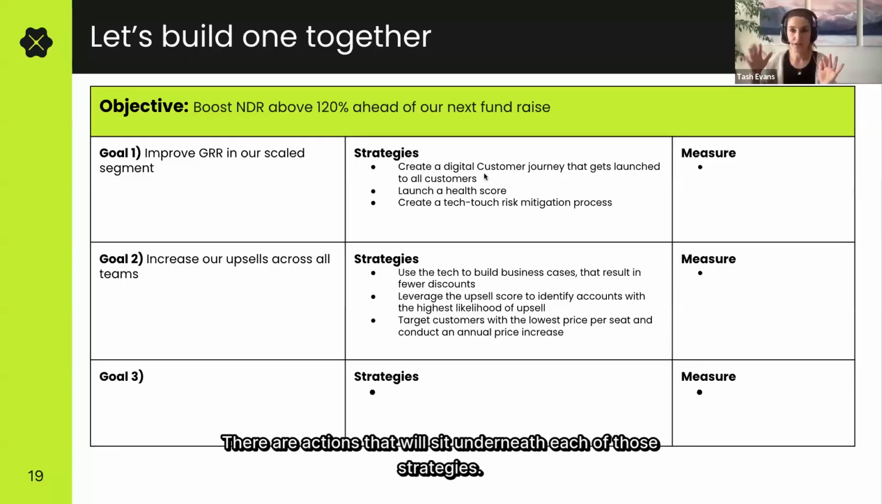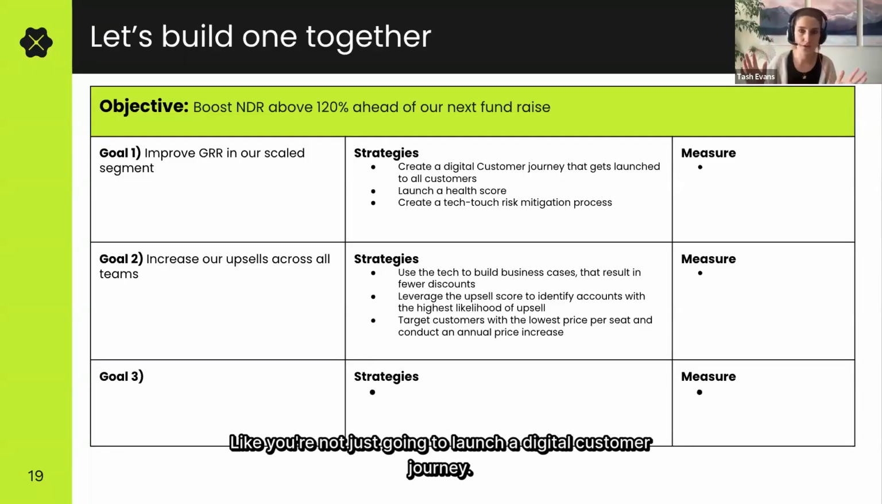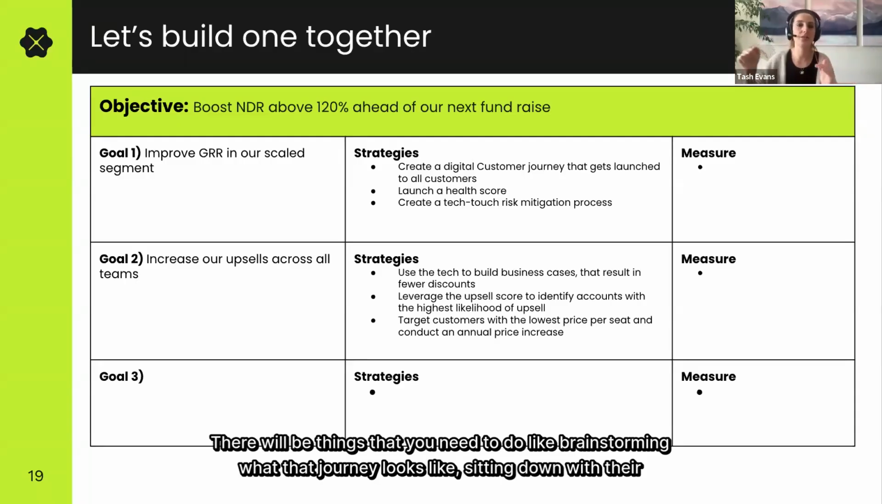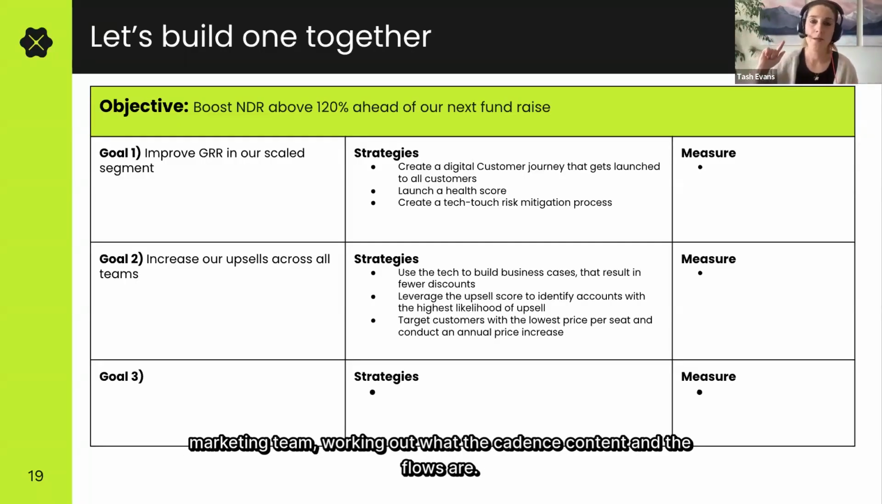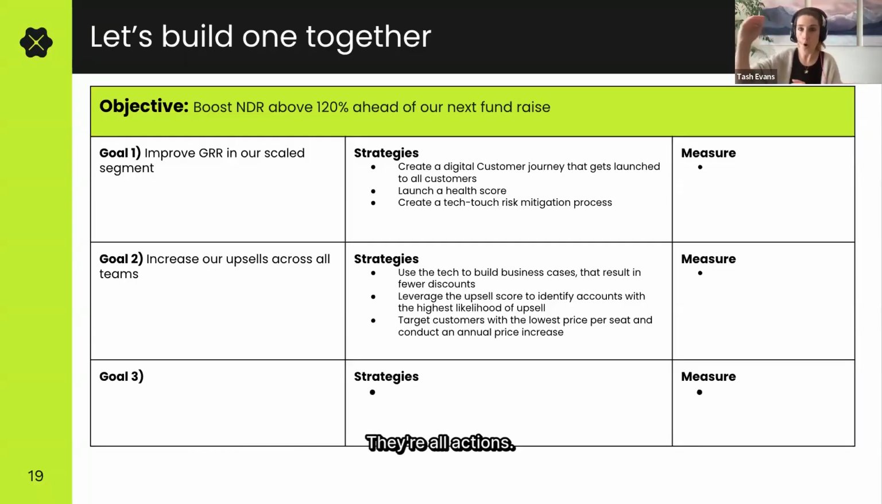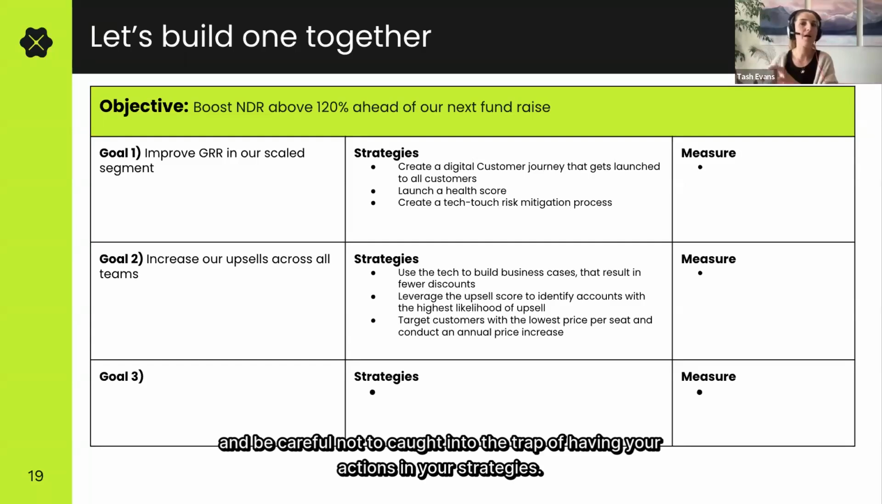There are actions that will sit underneath each of those strategies. Like you're not just going to launch a digital customer journey. There will be things that you need to do, like brainstorming what that journey looks like, sitting down with their marketing team, working out what the cadence, content and the flows are. They're all actions. And be careful not to get caught into the trap of mixing up your actions and your strategies.